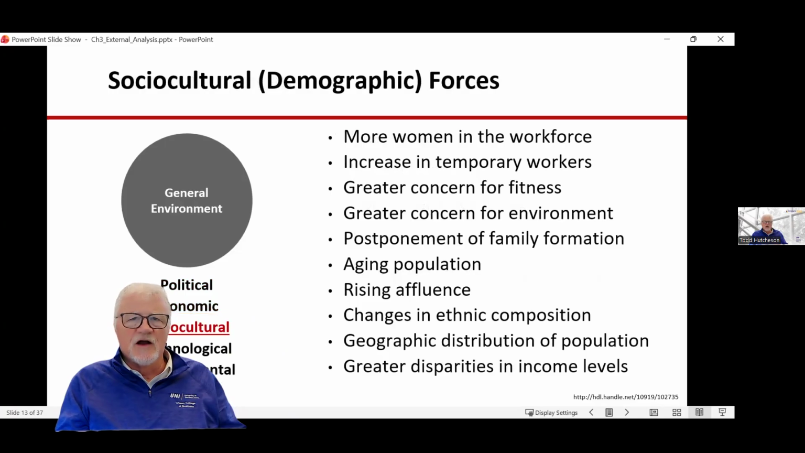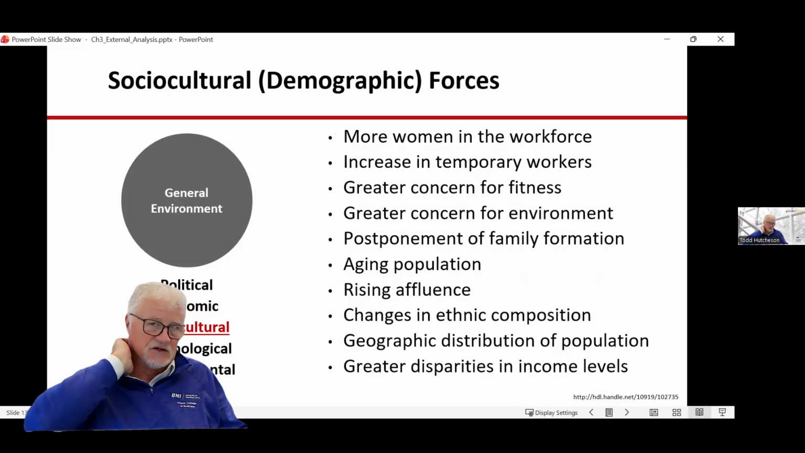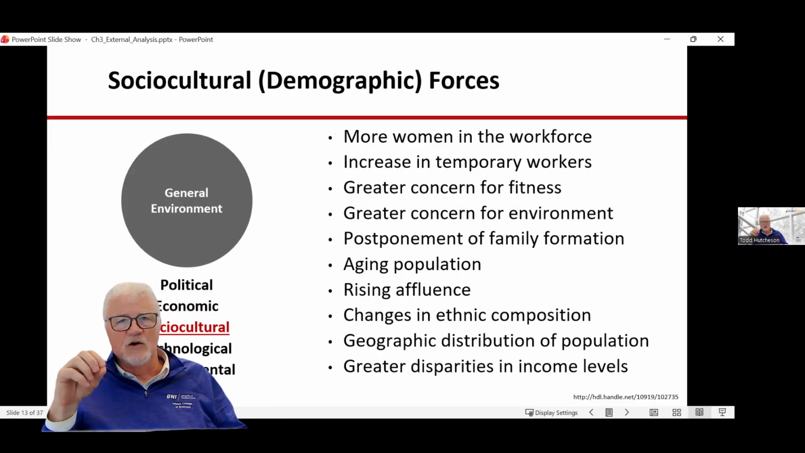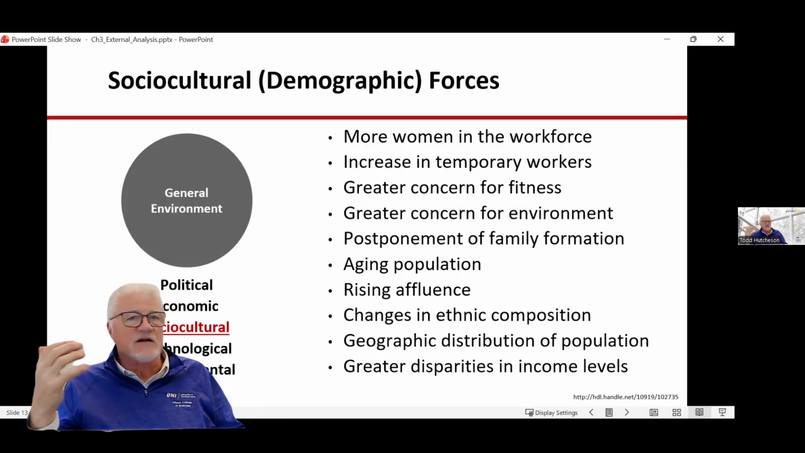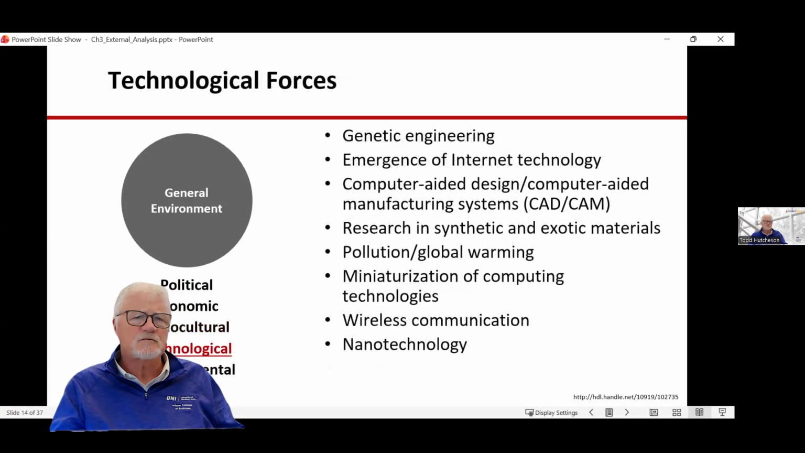Social, cultural, or demographic forces, things like more women in the workforce today than there were 10 years ago, 20 years ago, 50 years ago. Increases in the use of temporary workers. Greater concerns for fitness is a demographic force. It changes the way your workforce wants to work. Greater concern for the environment. Postponement in family formation until later in years. An aging population. Rising affluence, changes in ethnic compositions, geographic distributions, greater disparities in income levels. And again, there are hundreds of other forces that are out there.